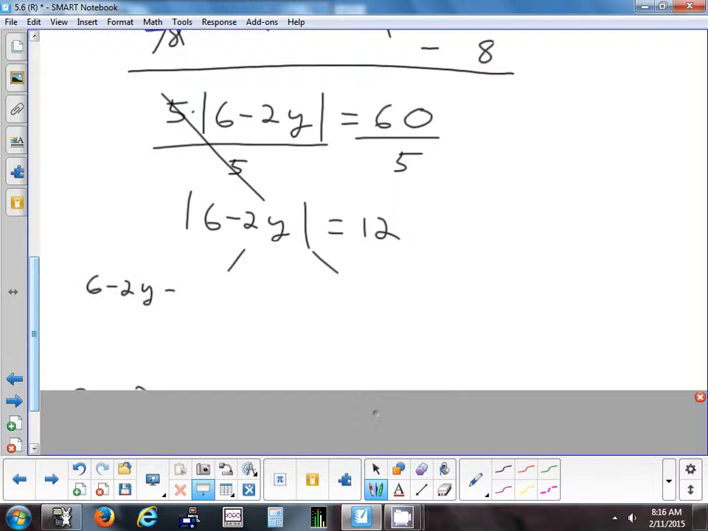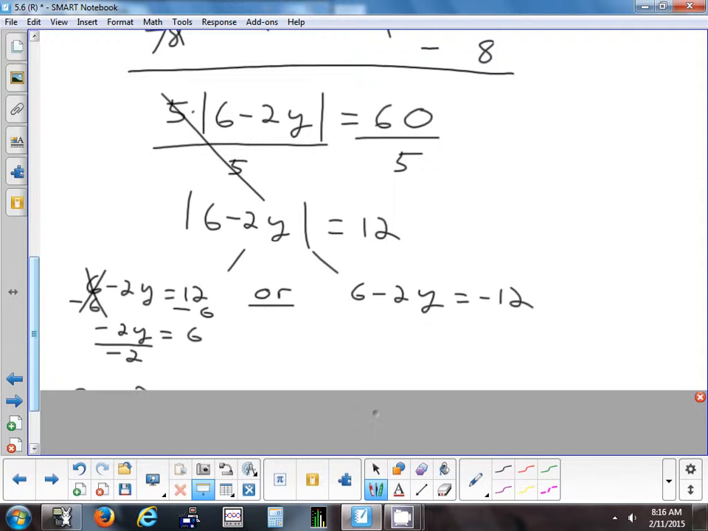6 minus 2y equals 12, or 6 minus 2y equals negative 12. Subtract 6 from both sides. That gives me negative 2y equals 6. And my last step, divide each side by negative 2. Okay, so we get y equals 6 divided by negative 2, which is negative 3.